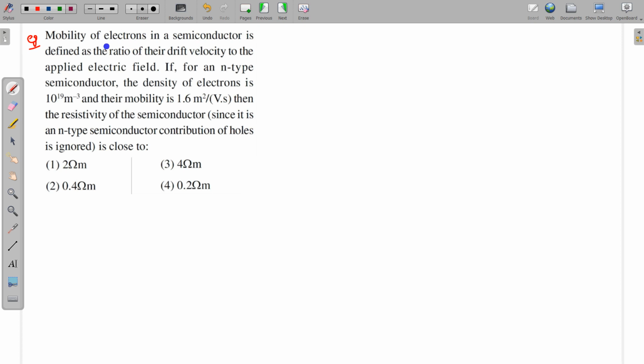Next question. The mobility of electrons in a semiconductor is defined as the ratio of their drift velocity to the applied electric field. So Vd divided by electric field is defined as mobility. If for an n-type semiconductor, the density of electrons, which we denote by a small n, is 10 to the power 19 per meter cube.